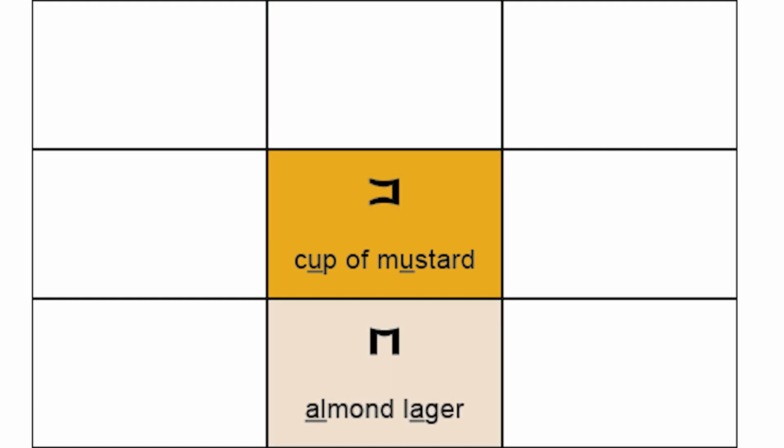Now, let's talk about stressed central vowels. The cup of mustard sound also occurs in stressed syllables. It's the vowel in words like suck, budge, pulse, trunk, and blood. The last central vowel is the vowel in almond lager. It's the sound in words like palm, father, bra, and spa.